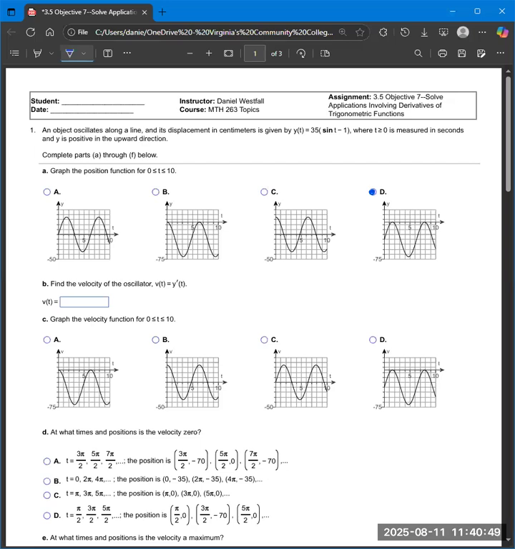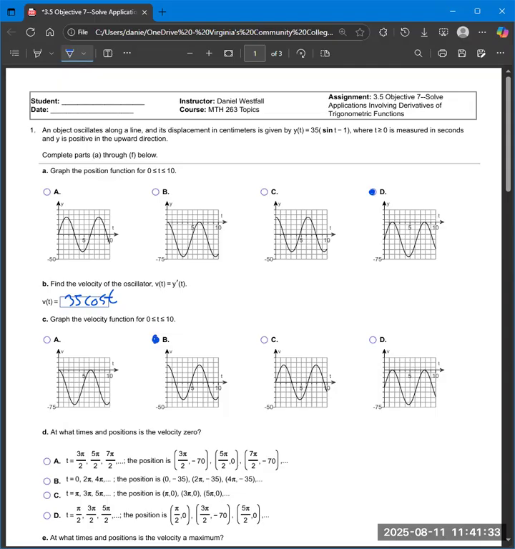So your velocity function is the derivative of your position function. Let's figure out first what that's going to be. The derivative of sine of (t minus 1) is going to be cosine of (t minus 1), so this is going to be 35 cosine of (t minus 1). And then we can graph that in our calculator, and that is going to look like b. It starts at a maximum and goes down to a 0, down to a minimum, up to a 0, up to a maximum, and so on, like that.